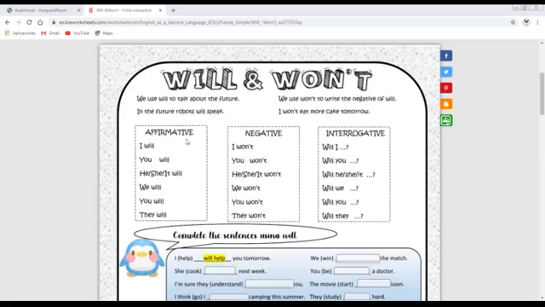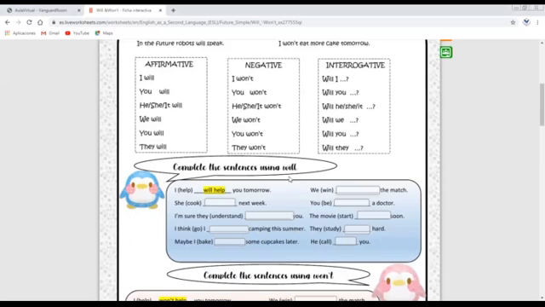Affirmative, ya te expliqué el ejemplo. Forma afirmativa, affirmative, negative, interrogative. Okay? For example, will you travel? Will he travel? Will we travel? Will they travel? Okay? Complete the sentences using will.